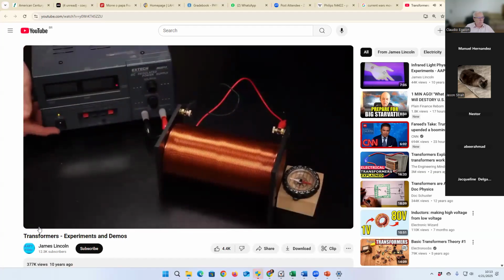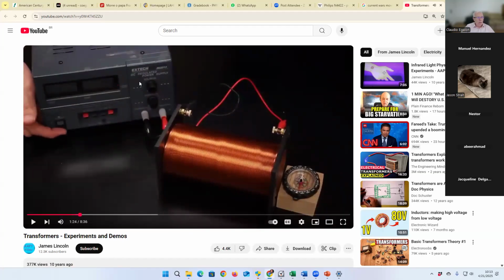It's an electromagnet. By the way, this guy that you see here, his name is James Lincoln, and he teaches nearby, in the Southern California area. I know this guy. He's very active with the physics community. Okay, and he's a very nice guy. He teaches high school physics there in Irvine.